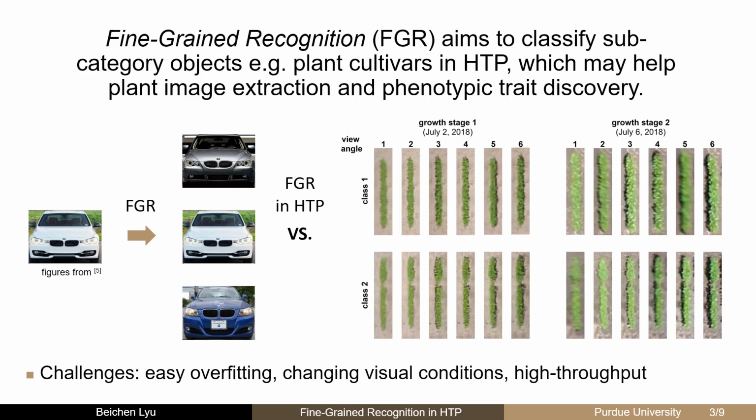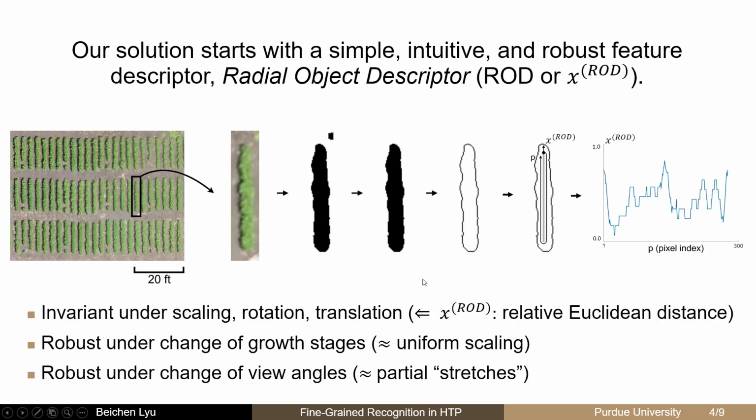But there are also challenges, like easy overfitting for complex features and models, because each class are just very similar. We can also face changing visual conditions, like in the right figure of the soybean plot images collected by drones. Inside each class, each example may be different from each other by view angles or growth stages. And also high throughput, because like in our experiment per flight, we collect thousands of images, so the method has to be efficient.